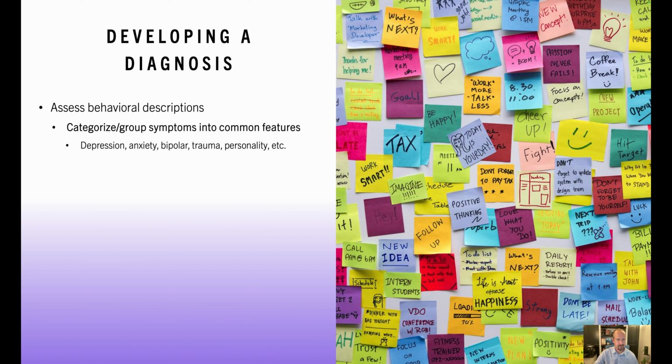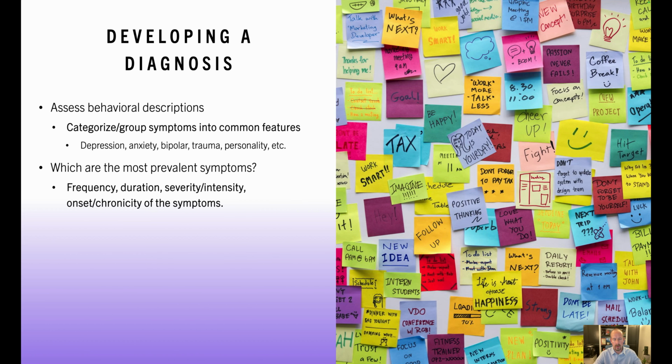Once that happens, as I stated, you'll hopefully begin to group them up into similar sorts of diagnoses or similar sorts of groups, whether it's anxiety, depression, so on, trauma. You're going to then ask yourself, what are the most prevalent symptoms? So based on the frequency of those particular symptoms and descriptions, how often they occur, how long do they last, how severe are they, when did they start, that will basically define what your primary diagnosis is going to be and then what your secondary diagnosis is going to be.